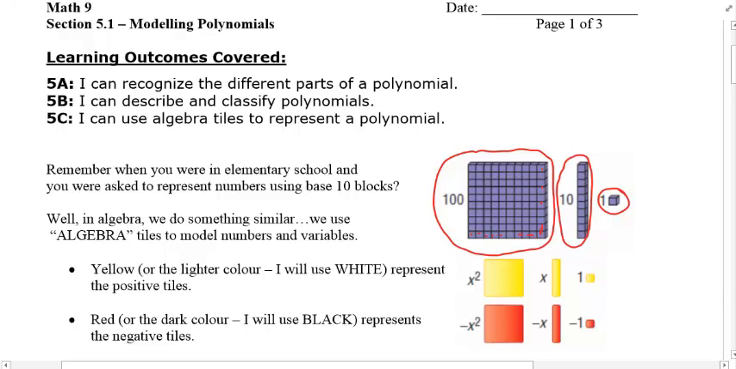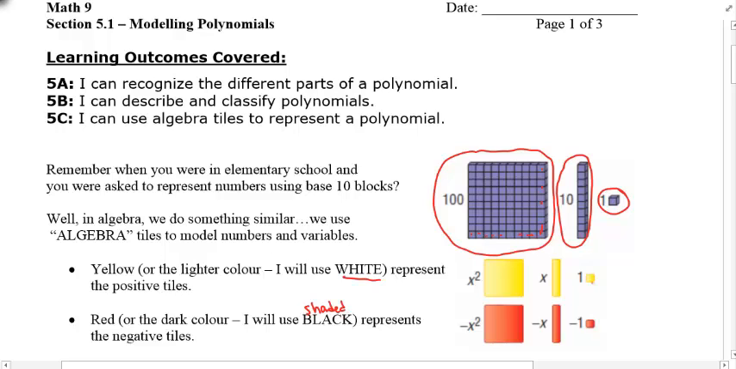In this case, though, we're going to use what they call algebra tiles. Okay? So yellow in the textbook is what they use to represent the positive tiles. I will use white in my notes. And red, or the dark colored one, I will probably use the shaded or the black ones. That's what I will use to represent negative tiles.